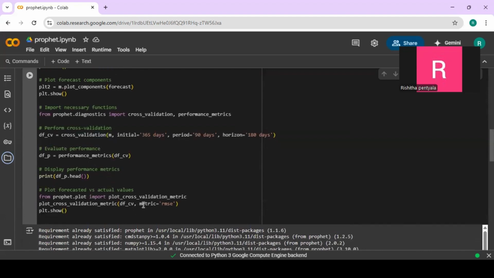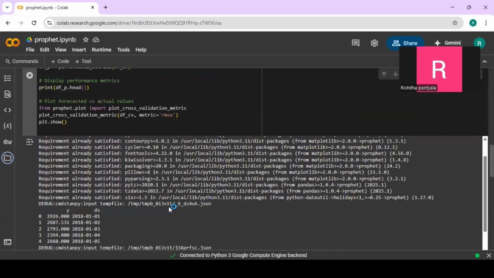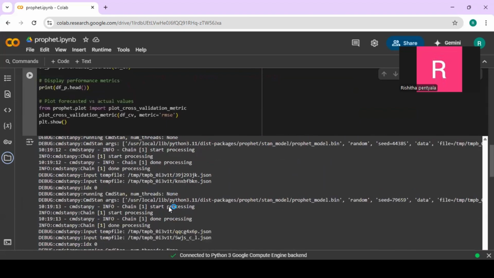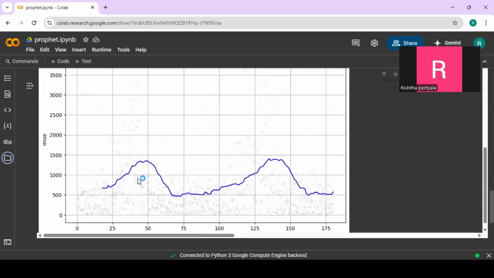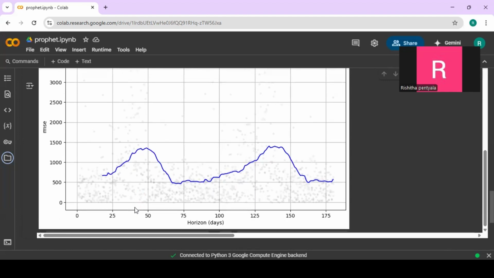Here we are plotting a cross-validation metric based on the root mean square error. On observing this graph, we observe that around 50 and 130, the root mean square error is high. Here, the blue line indicates the smooth general trend of the root mean square error, whereas these dots indicate the individual root mean square error for that particular horizon.